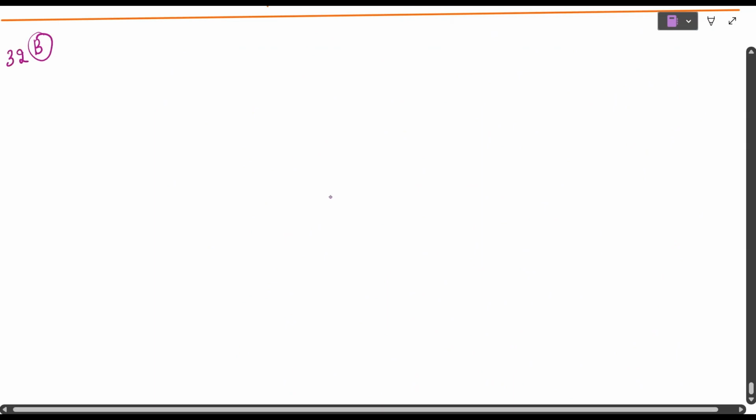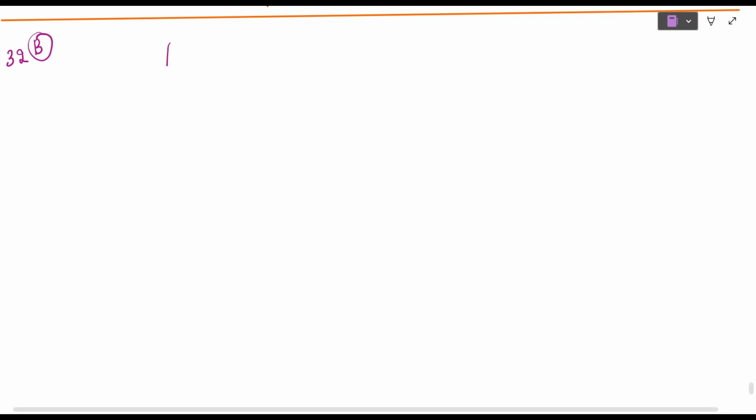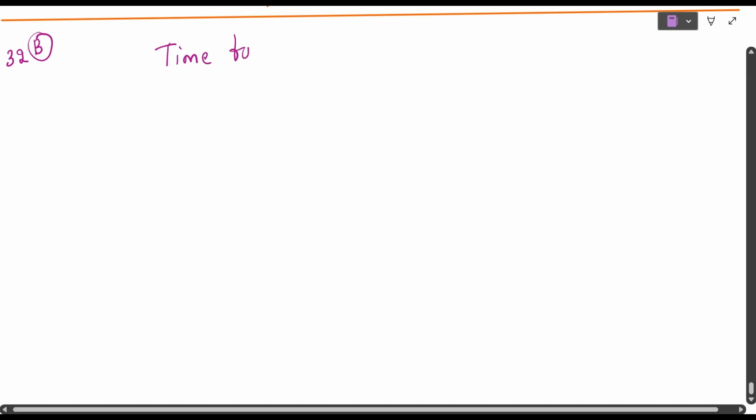So question number 32, B bit, students. So here the question is, two water taps together can fill a tank in 9 3/8 hours. Okay. So two water taps, time taken by two water taps is equal to 9 3/8 hours. Okay. So convert these, students. 8 9s are 72 plus 3, 75 by 8 hours.